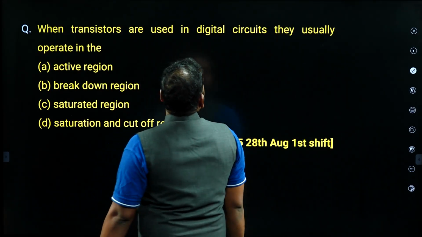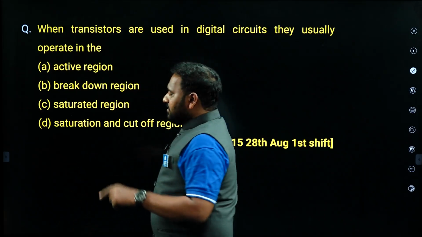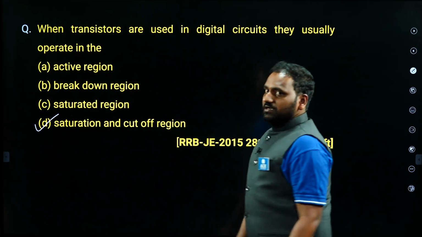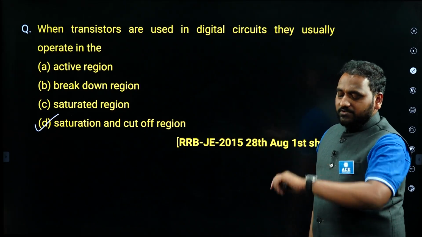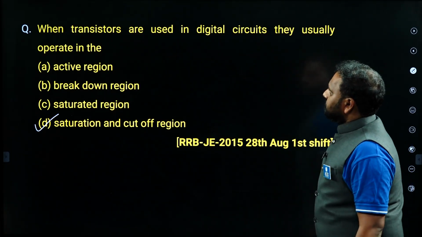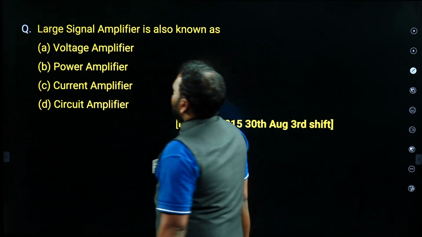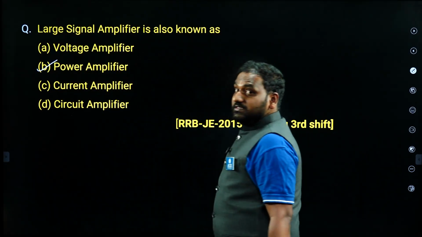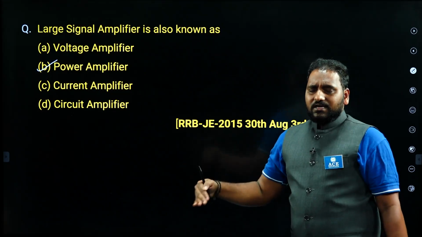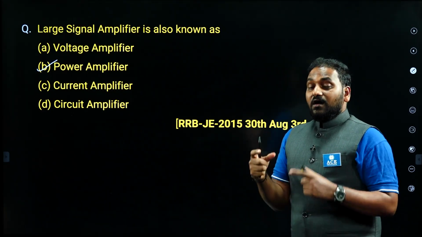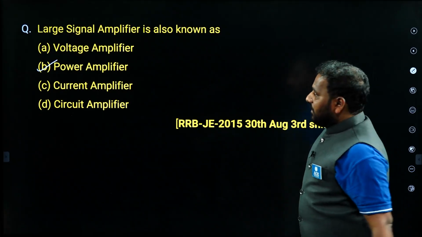Transistors are used in digital circuits. They are usually on and off, saturation and cutoff. In digital, we use the on and off mechanism, okay, that means saturation and cutoff. Large signal amplifier means what? Power amplifier. In yesterday's class I gave class A, class B. Today's class A, class B, class C, class AB, all are power amplifiers, also called large signal amplifiers.